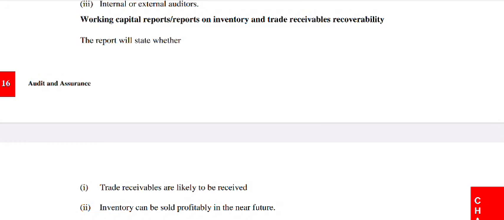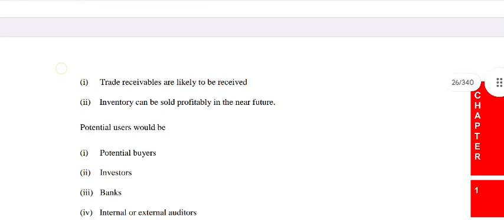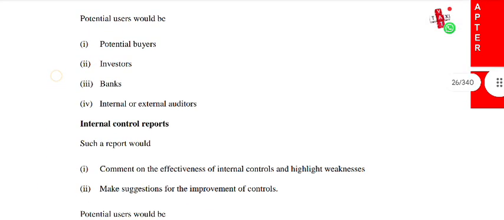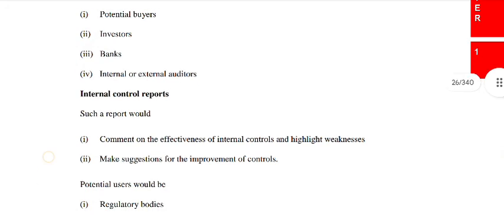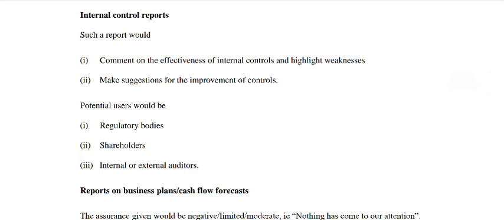Working capital reports or reports on inventory and trade receivables recoverability. The report will state whether 1. Trade receivables are likely to be received. 2. Inventory can be sold profitably in the near future. Potential users would be 1. Potential buyers. 2. Investors. 3. Banks. 4. Internal or external auditors.